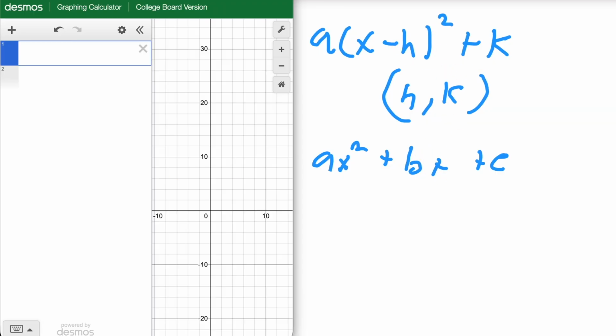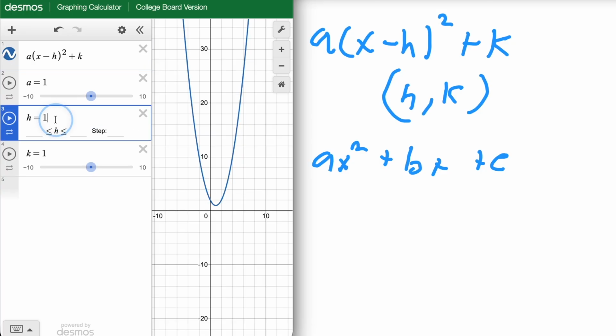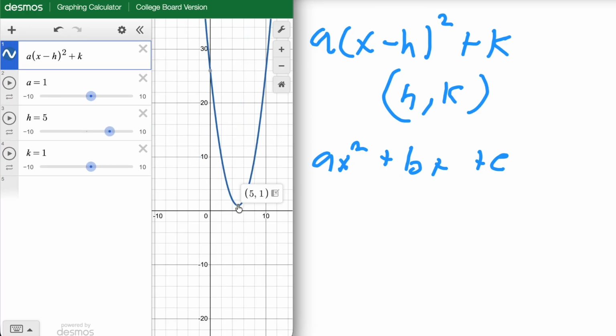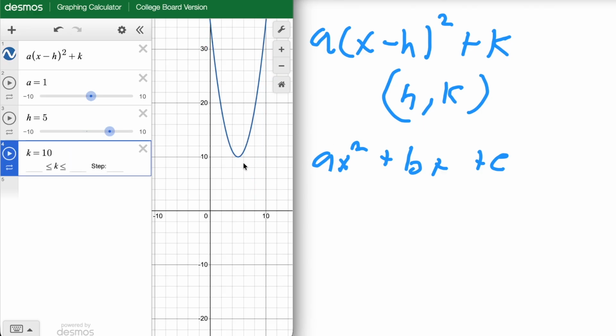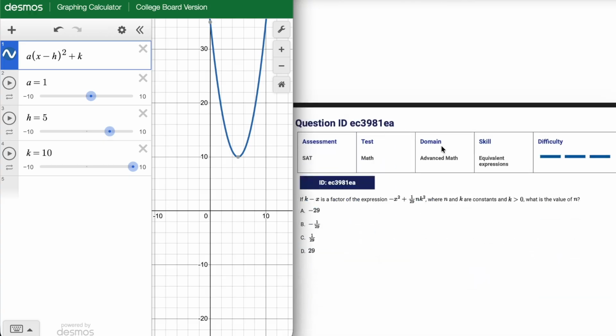So for example, I'm just going to show you how the formula works. a times x minus h squared plus k, and then I'll just do all of these. See, a is equal to 1, and h and k are both 1. Here the vertex is at 1, 1. If I change this to 5, it is now 5, 1, then 10 here, now it's 10, 5. So you get the point. This is the vertex here. It's pretty simple. So now I'll go into a pretty difficult example problem.